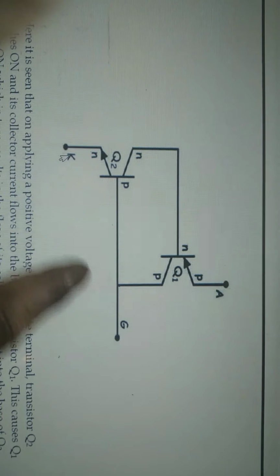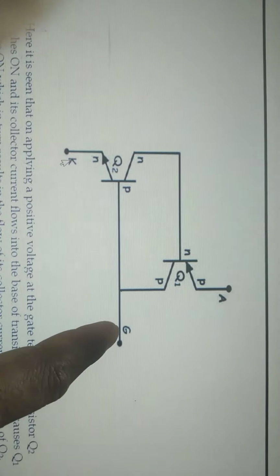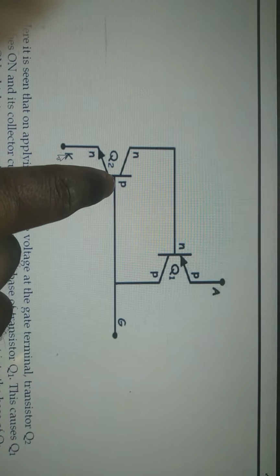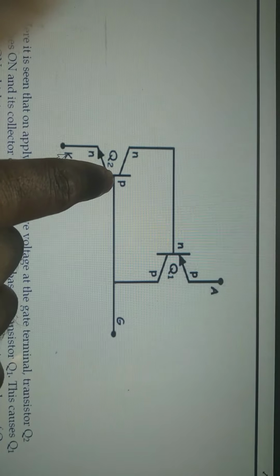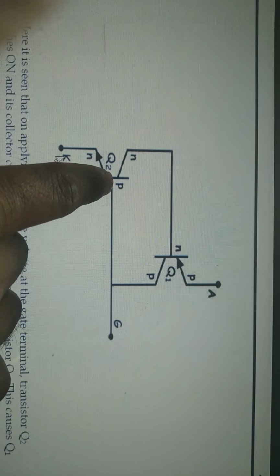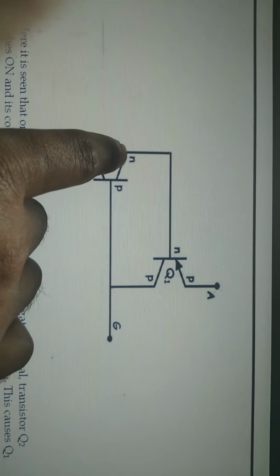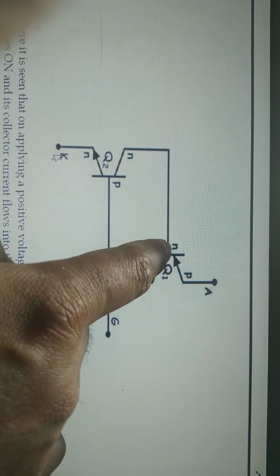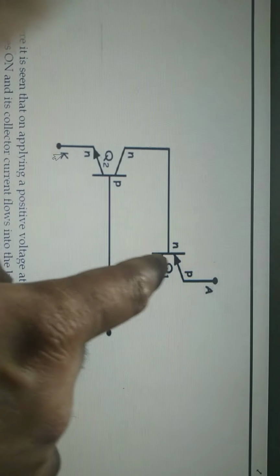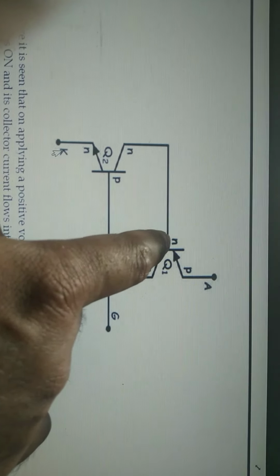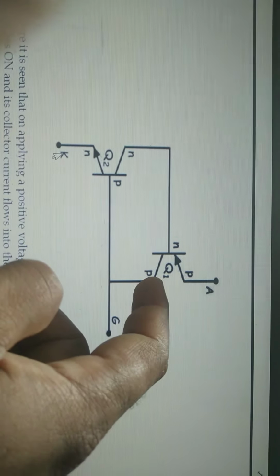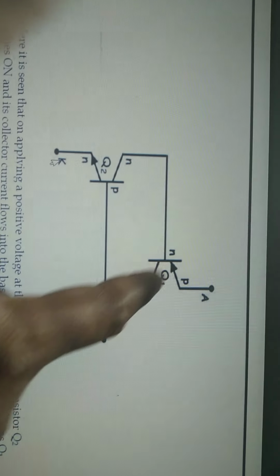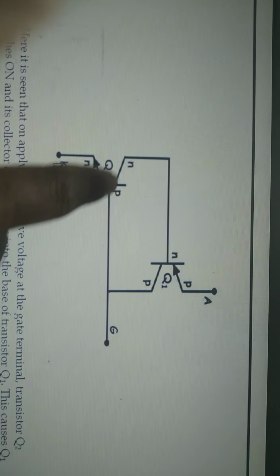When we apply it like this and the gate signal is applied, the base of Q2 is turned on and it allows the current to flow. This is the collector terminal of Q2, which is connected to the base of Q1. Then Q1 becomes forward biased and immediately allows current to flow through its collector terminal. Like this, a cumulative process takes place, and this operation keeps going on.